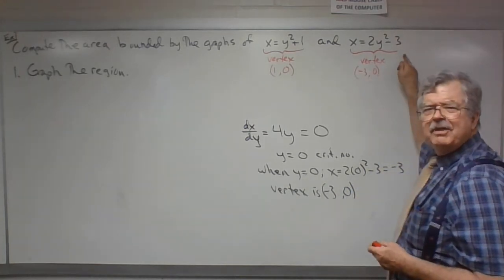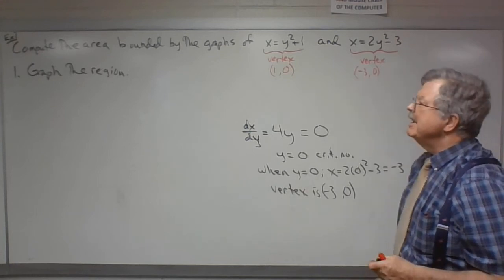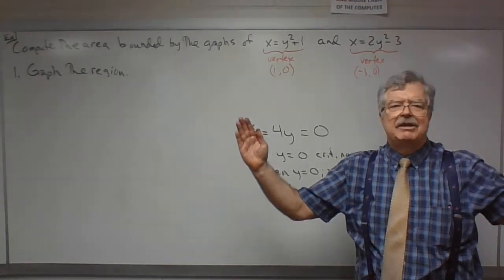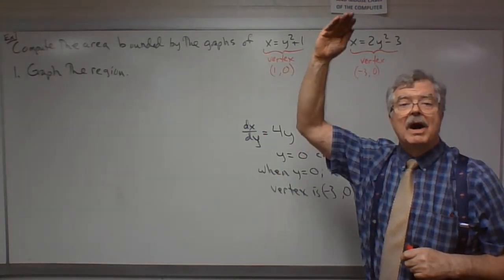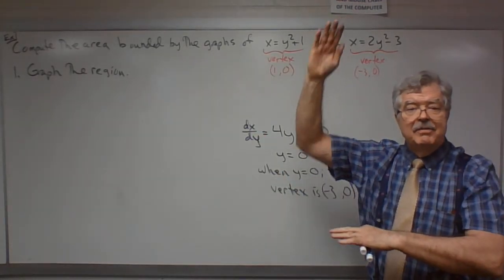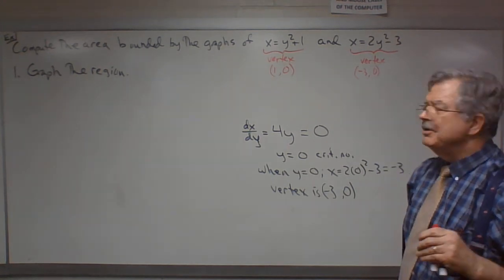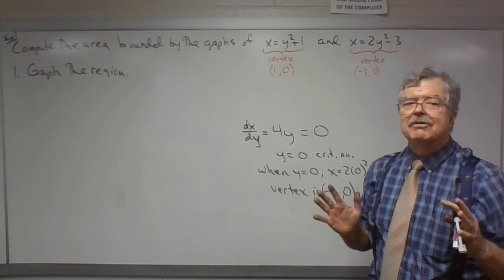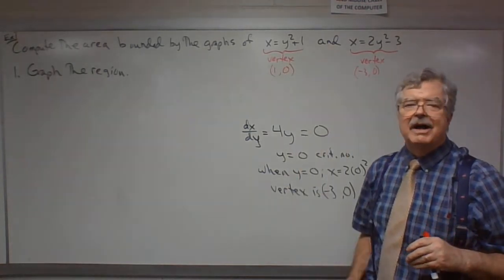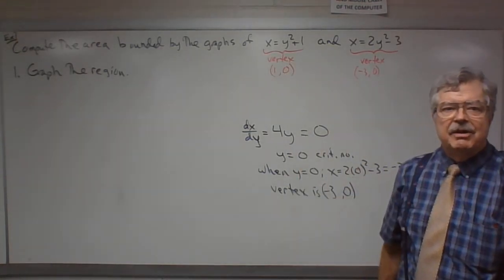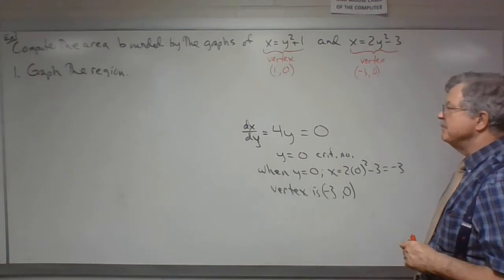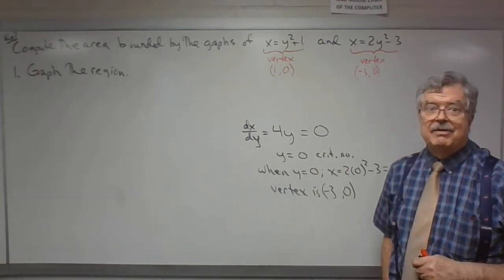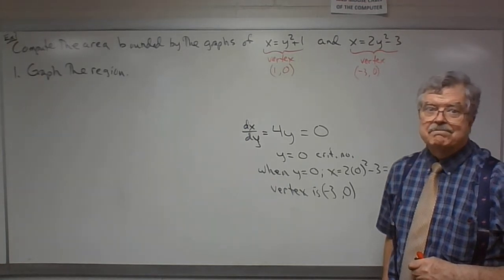We notice something else here. It doesn't say compute the area bounded by the graphs between x equal this and x equal that, or between y equal this and y equal that. So again, the presumption is that these two graphs, by the way they intersect, completely define the region whose area we want to compute. So I guess we better figure out where they intersect, right?